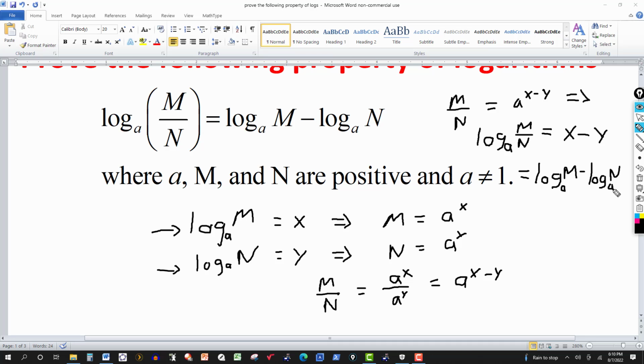And of course you use this property along with other properties of logs to solve equations and related problems. This is showing you how they're derived. Everything in mathematics was either derived or proved by some mathematical method.